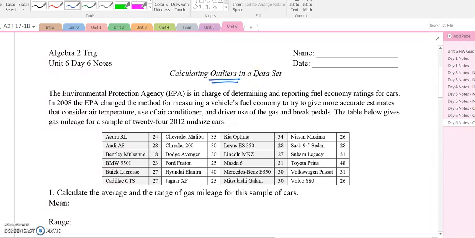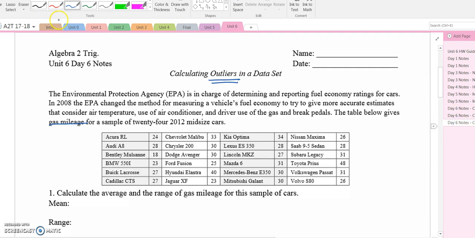Okay, so this first problem says the Environmental Protection Agency, the EPA, is in charge of determining and reporting fuel economy ratings for cars. In 2008, they changed the method for measuring a vehicle's fuel economy to try to give more accurate estimates that consider air temperature, air conditioner, driver use of the gas, and brake pedals. The table below gives gas mileage for a sample of 24 2012 mid-size cars, and that's what all this data represents. And we talked about in class, gas mileage is like miles per gallon.